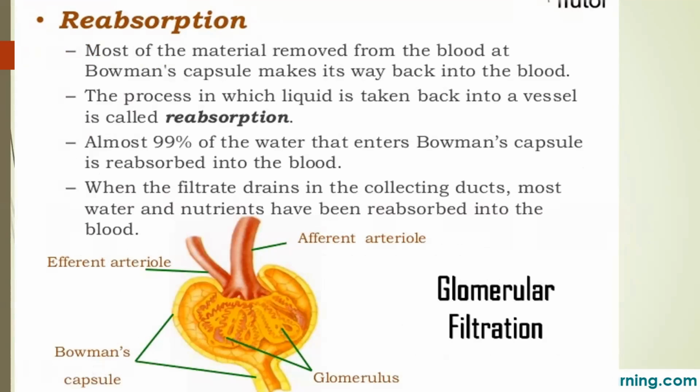The next one is reabsorption. So what is reabsorption? Most of the material which is removed from the blood at Bowman's capsule makes its way back into the blood. The fluid sent through will have certain substances which are necessary.